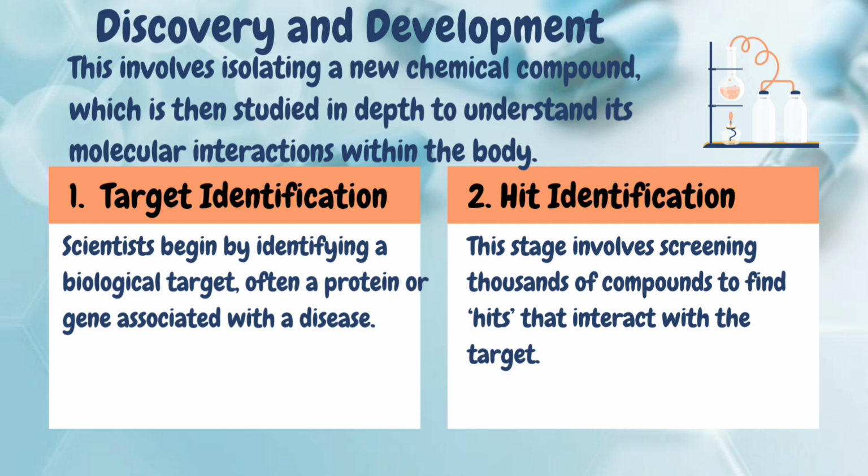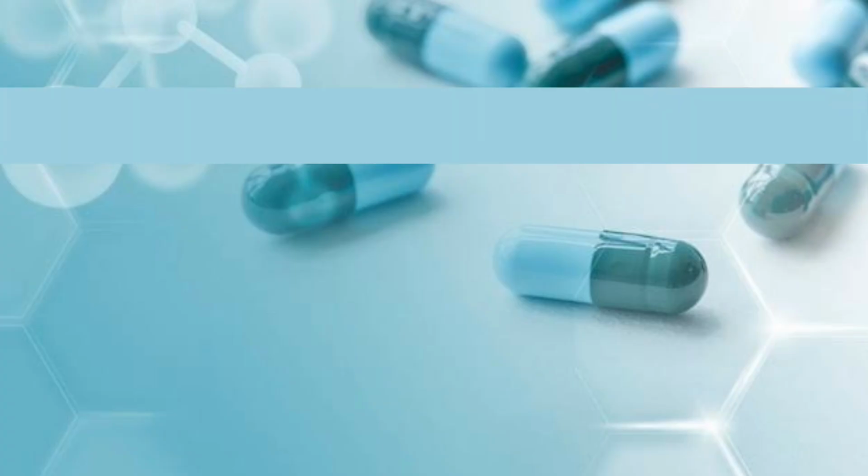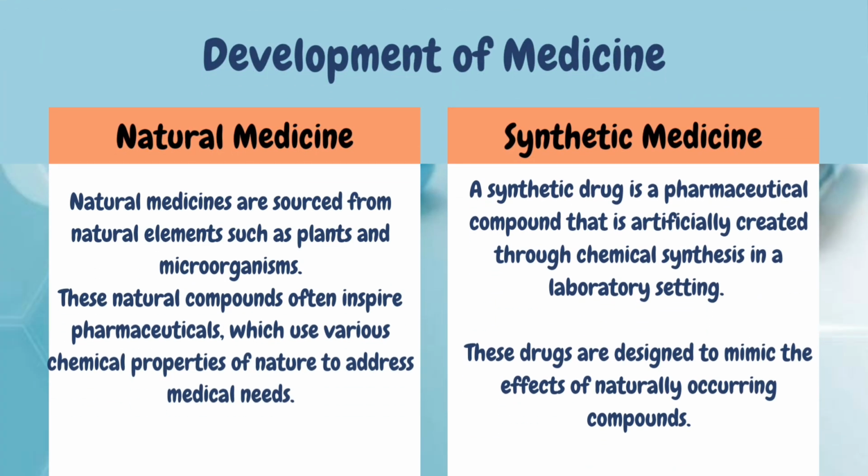And the development of medicine stems from two major popular sources. We have the natural medicine and the synthetic medicine. Natural medicines are sourced or produced from natural elements such as plants and animals, and synthetic drugs are pharmaceutical compounds that are artificially created through chemical synthesis or process in the laboratory setting. That means they are made in the lab.